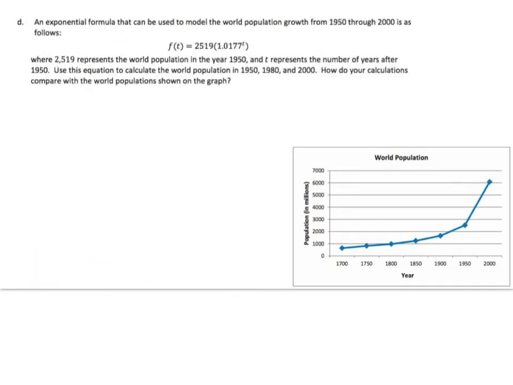An exponential formula that can be used to model the world population is as follows, where 2,519 represents the world population in 1950, and T represents the number of years after 1950. Use this equation to calculate the world population in 1950, 1980, and 2000. How do your calculations compare?